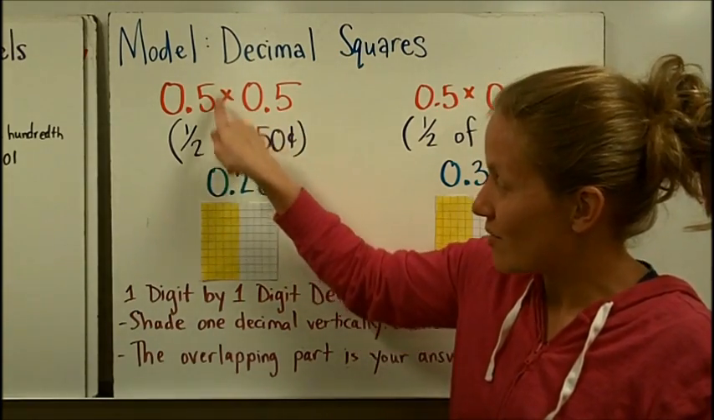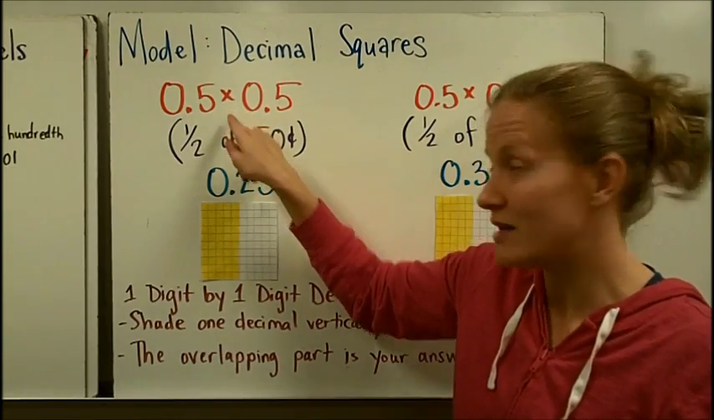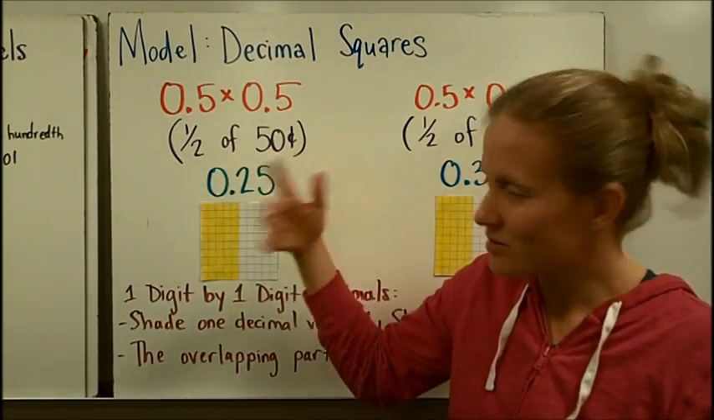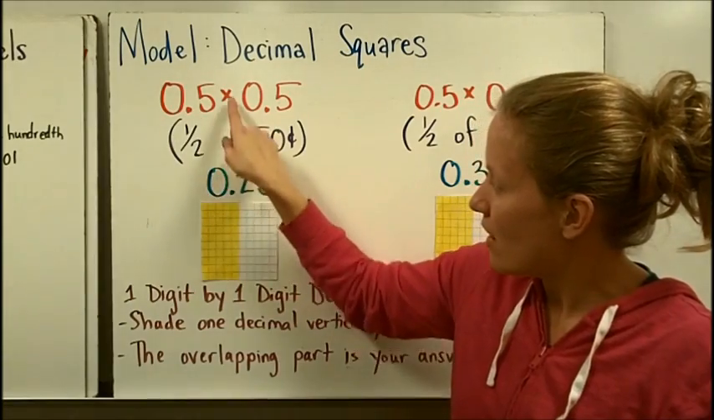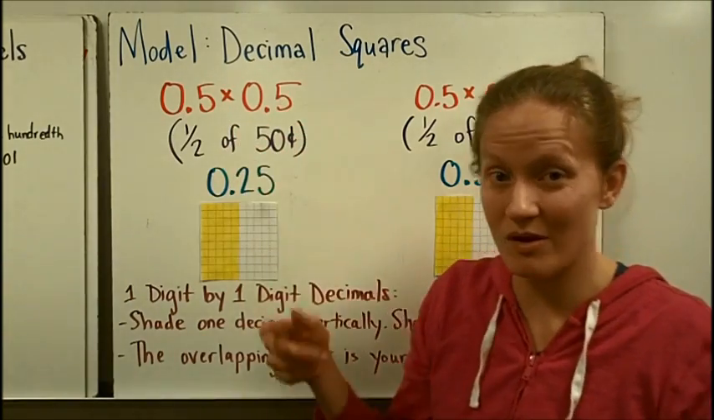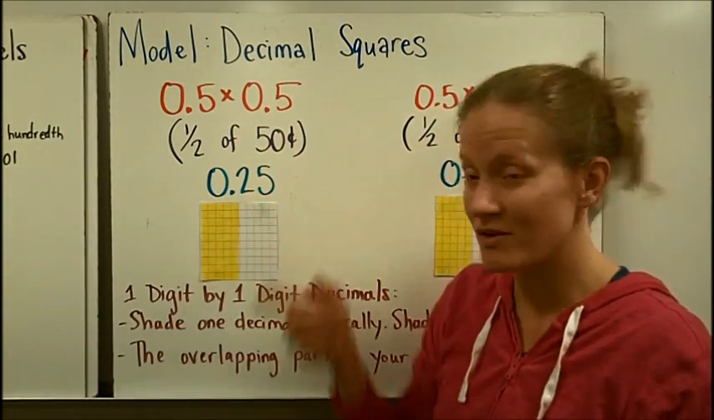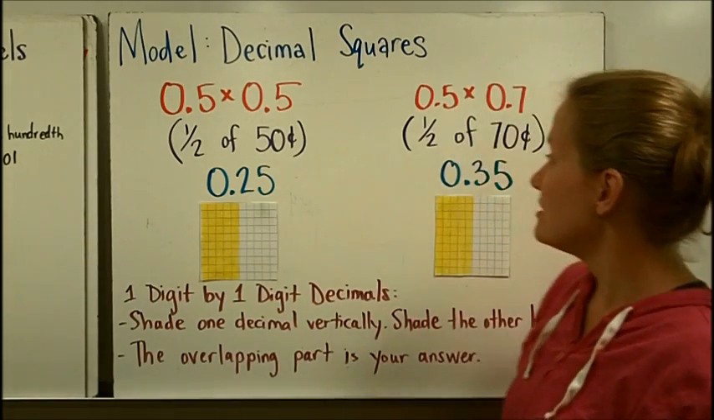So then, remember that the multiplication sign can mean "of." So think about it this way, half of 50 cents. Well, we know that half of 50 cents is 25 cents. That's pretty easy. Let's think about another one.